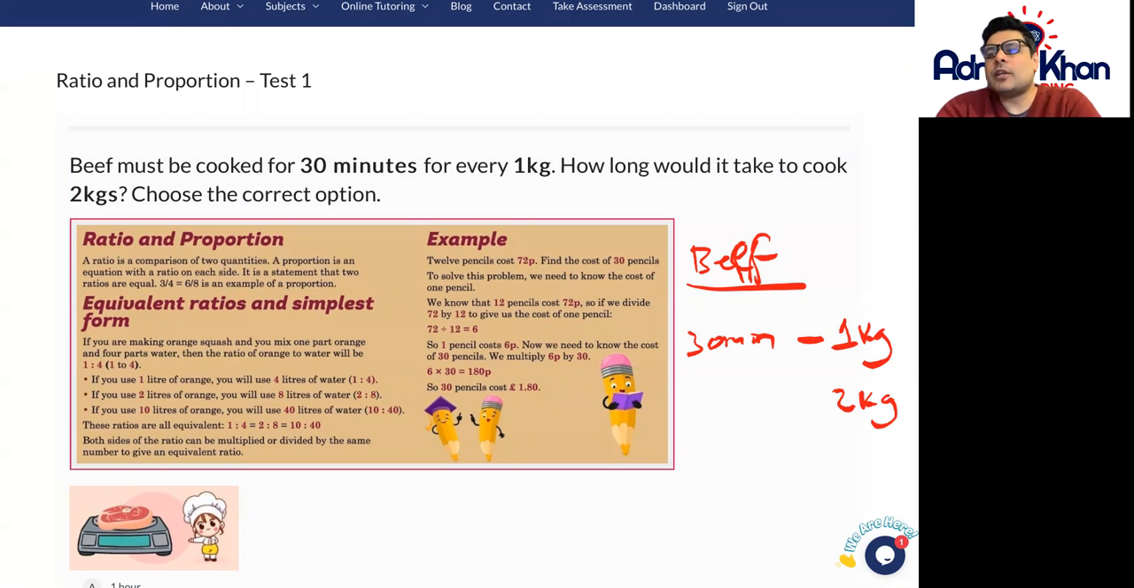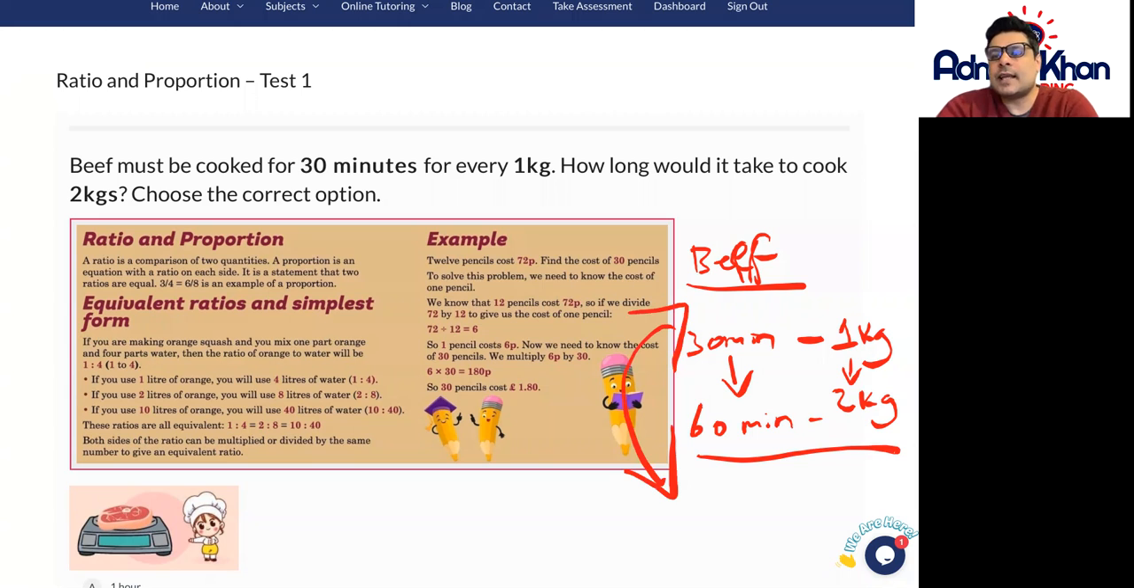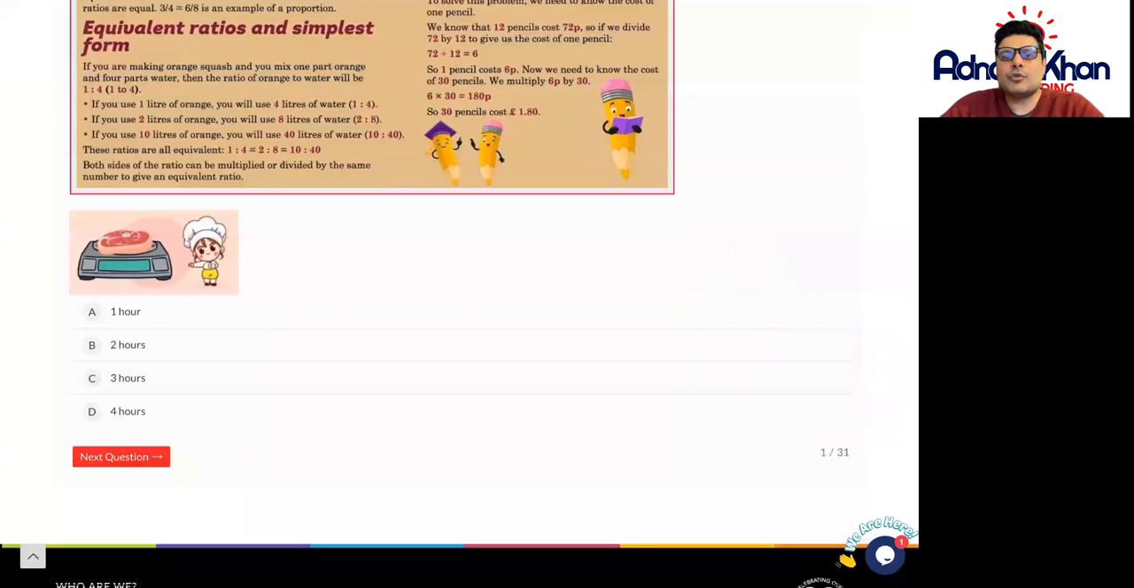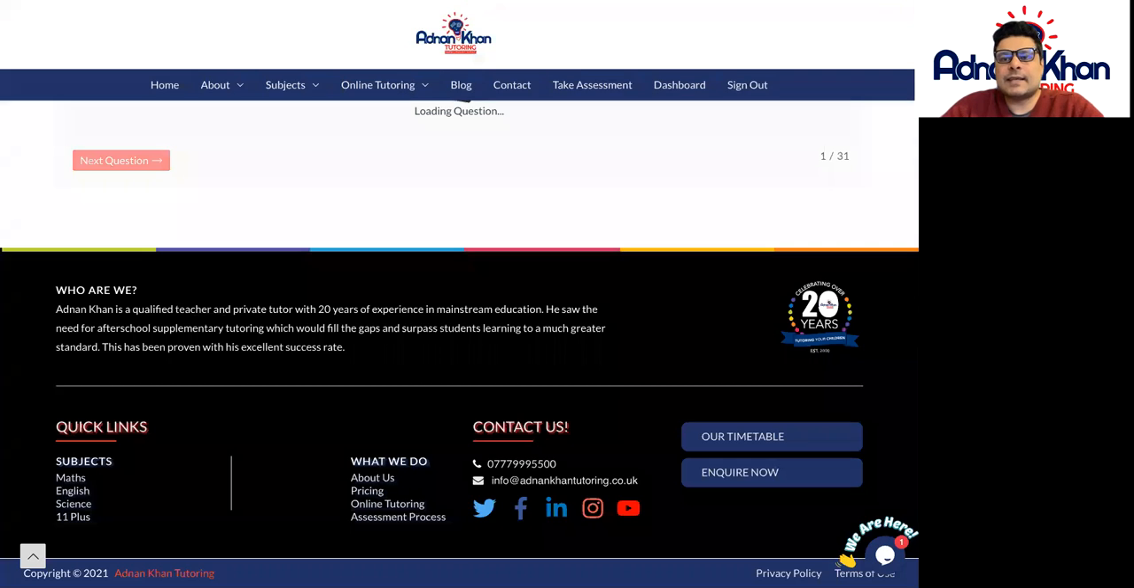Now, from 1 to 2, we just double it, don't we? So we're going to do exactly the same thing. 2 is double 1 kilogram. We just double 30 minutes, and that will become 60 minutes in total. So these are the differences between two quantities, and that's what we call ratio. The answer in this case is going to be 60 minutes for 2 kilograms. So in this case, it will be 1 hour, because 1 hour includes 60 minutes.